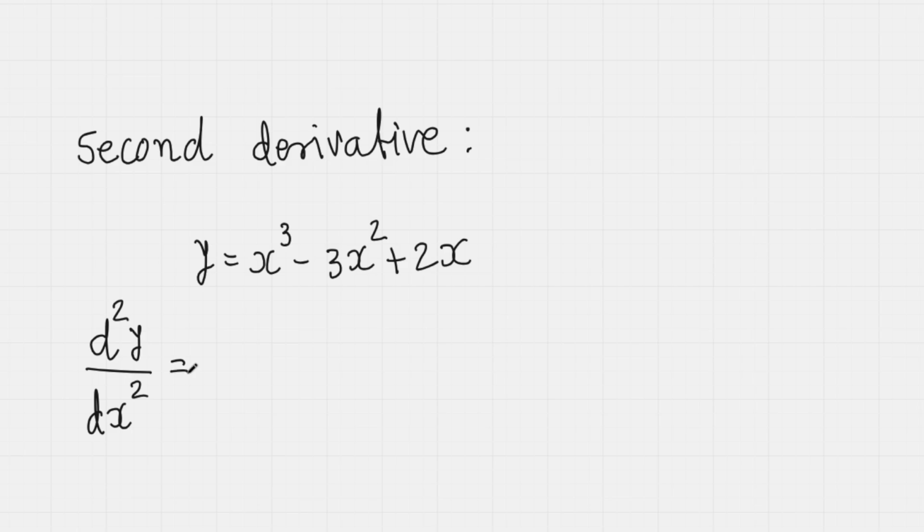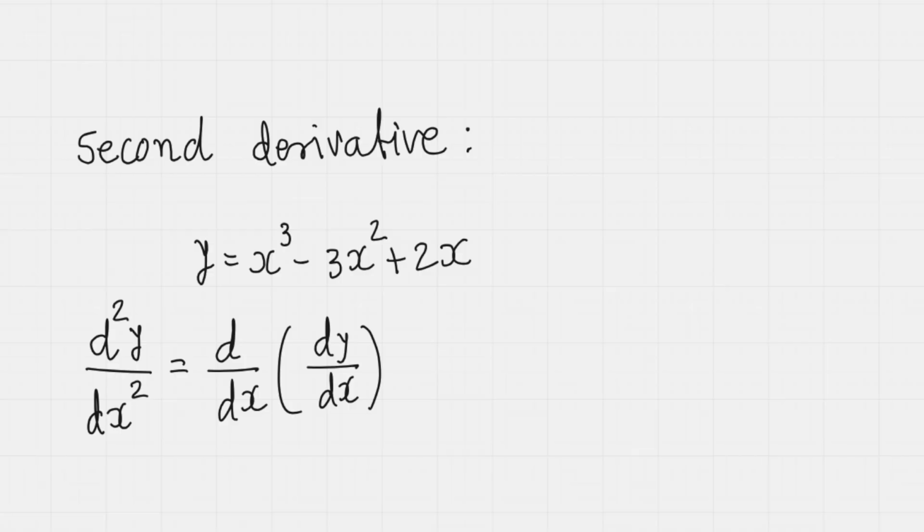The second derivative is the derivative of the first derivative, meaning d by dx of dy over dx. Here we can see that d comes twice, that is why we have written d2, and dx comes twice in the denominator, that's why dx square.